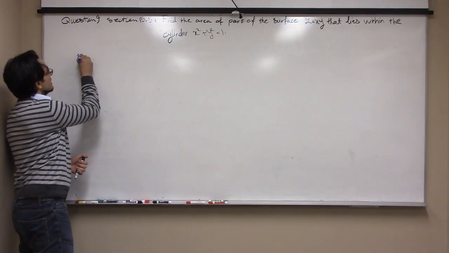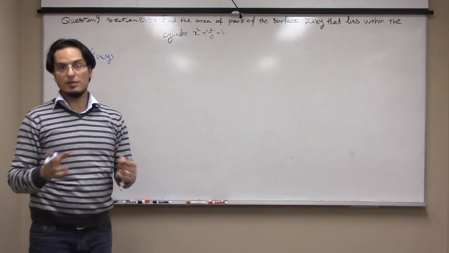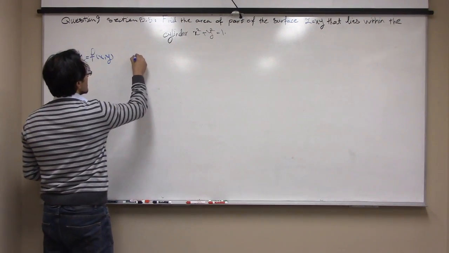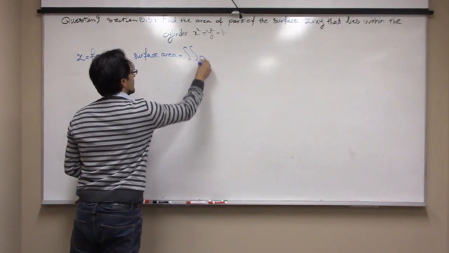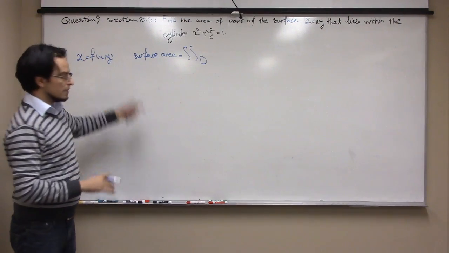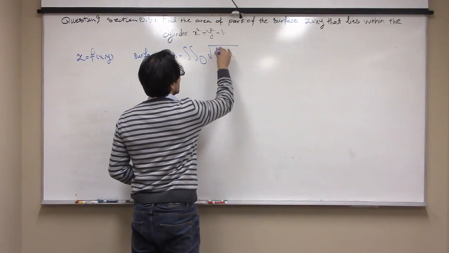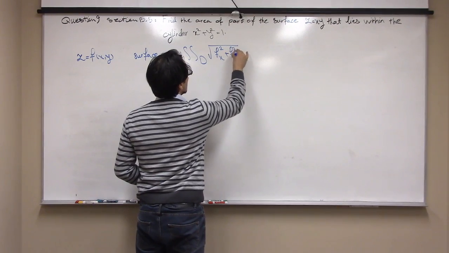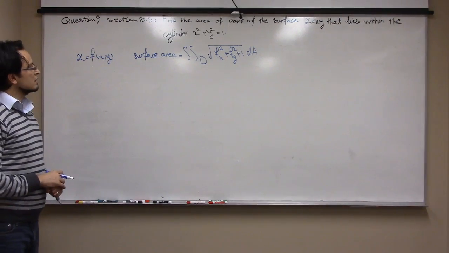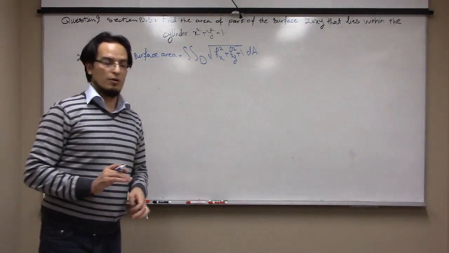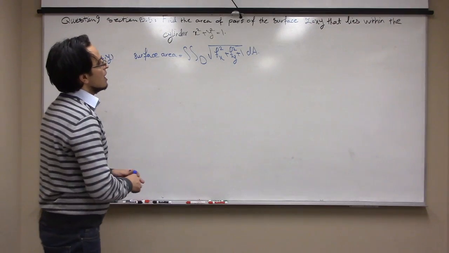If the surface is given by a function f of two variables, then the surface area of the surface over a region D is given by the double integral of the square root of fx squared plus fy squared plus 1 dA. Okay, so that's the whole thing you need to know from this section, and then the techniques you know to evaluate double integrals.